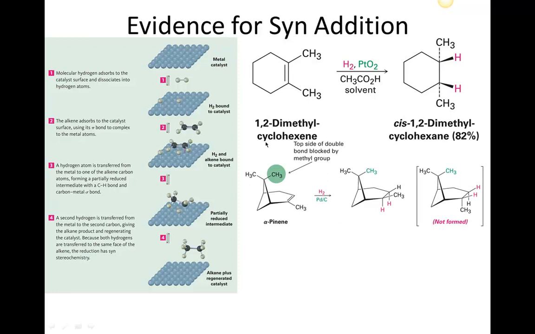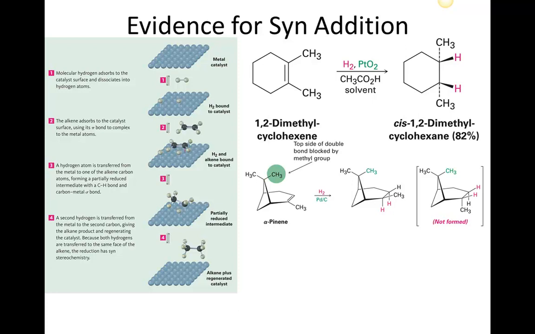Here's another example. This is a bicyclic compound, and so all this stuff up here is going to prevent this alkene from approaching the catalyst surface with this top side. It's going to have to be out of the way. So it's going to get both of its hydrogens on the bottom, and you won't see any of this. But again, this is proof that there's a control in how this molecule gets its hydrogens.